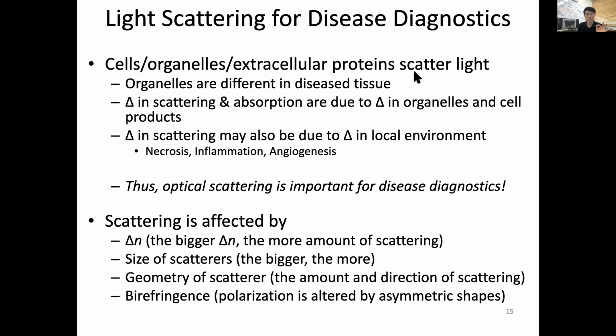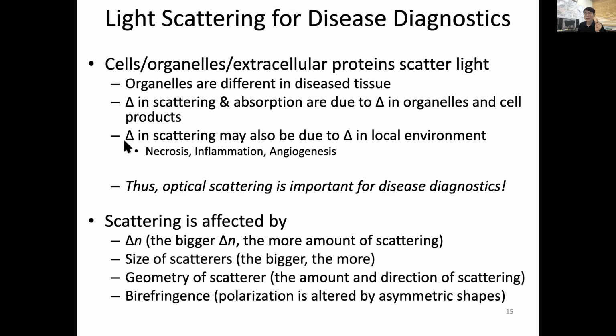And interestingly, what matters in pathology is that you want to see the differences of this scattering property between disease versus normal physiological state. In fact, organelles will be different in disease state. And I put this Greek letter meaning change, okay? Changes in scattering and absorption will be due to changes in the organelle and cellular metabolic products.